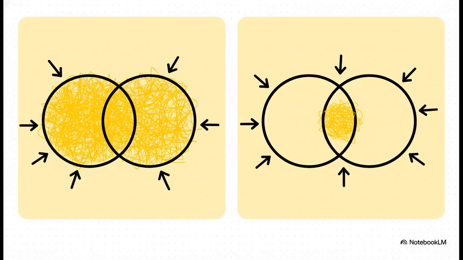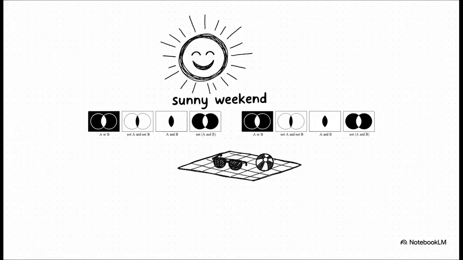And this is probably the most important takeaway here. Think of or as being expansive. It opens the door to more possibilities. And, on the other hand, is restrictive. It narrows your options and demands that both things be true at the exact same time. And you can see that difference so clearly right here. Look at A and B. It's just that tiny little overlapping piece in the middle. That's the only time it's true, in that one perfect scenario, a sunny weekend.